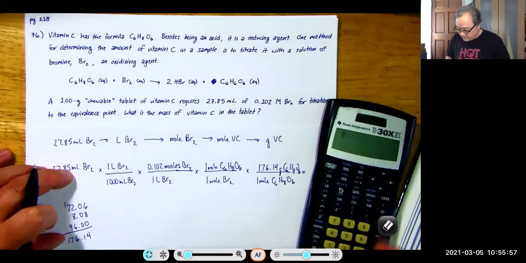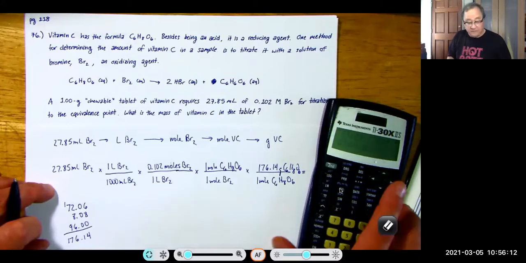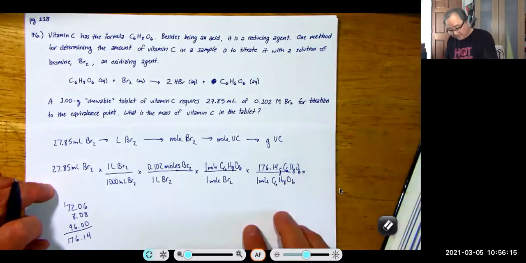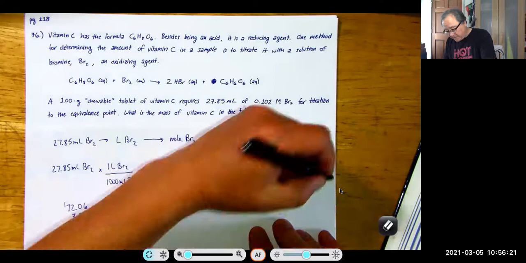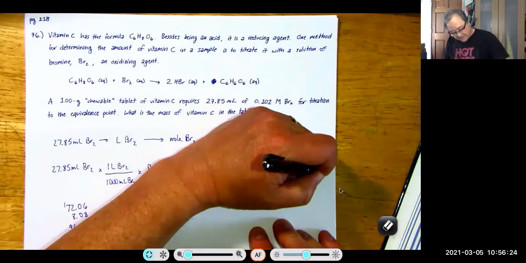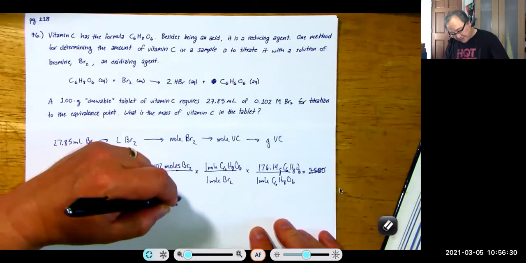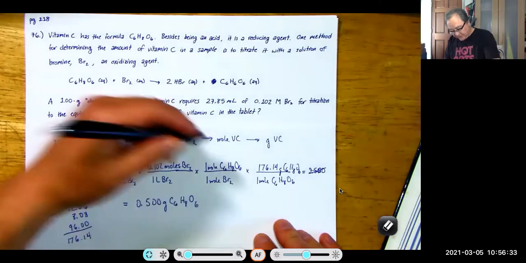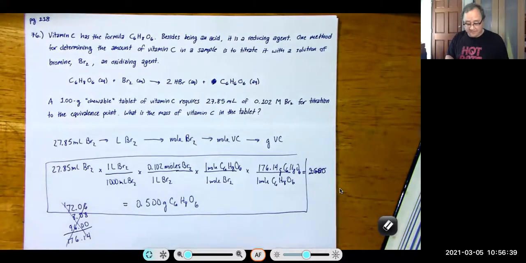So clear, 27.85 times 0.102 times 176.14 divided by 1,000 is equal to 0.500. And here we only get 3 significant figures because of this number right here. So we get 0.500. I'm going to write it down here. 0.500 grams of vitamin C. So this is the work I'd expect to see, not this, for an answer for this one.